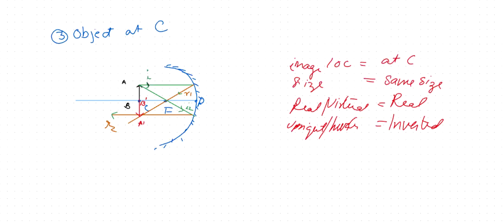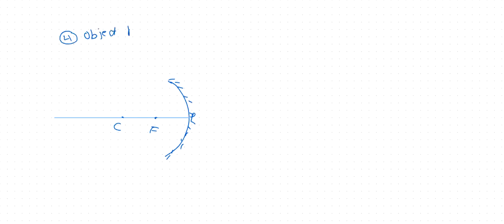Now let's move on to the next case, which is our fourth case. Any guesses what the fourth case would be? Yeah. Now it will be between C and F. Okay, kids. Now let's do our fourth case. So our fourth case's object is between C and F. Remember we started from infinity. Then we moved to beyond C, then to C, now between F and C.